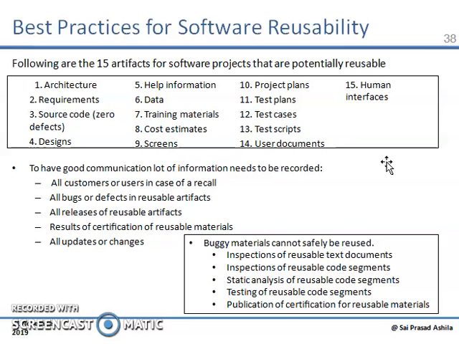The best practices with software reusability. Reusability, as we already discussed, is the main thing which cuts down the cost to a large extent. There are 15 artifacts of the software project that have the potential of being reused. The architecture can be reused. The architecture used for the previous project, which suits the present requirement specifications, can also be used.